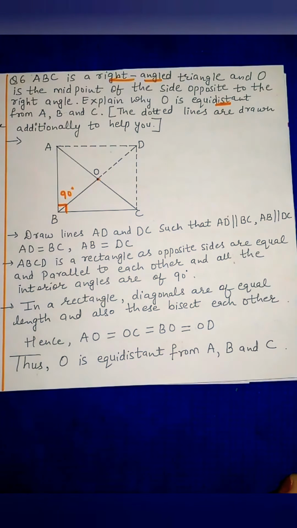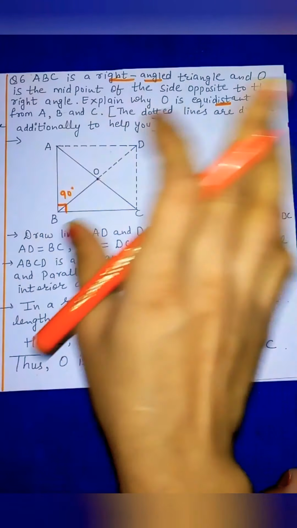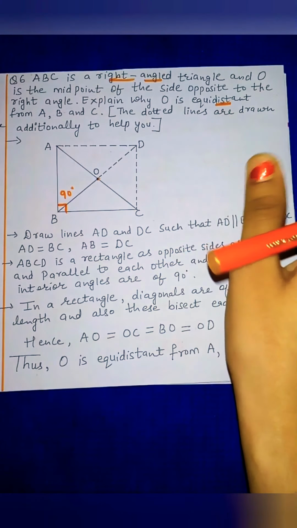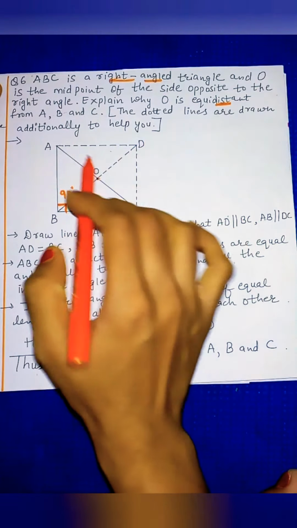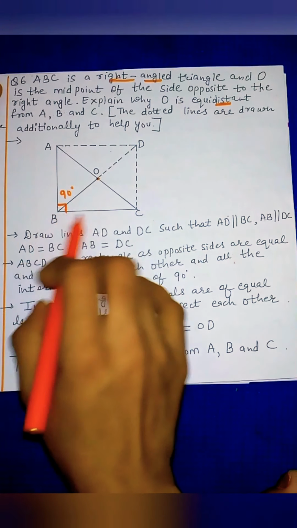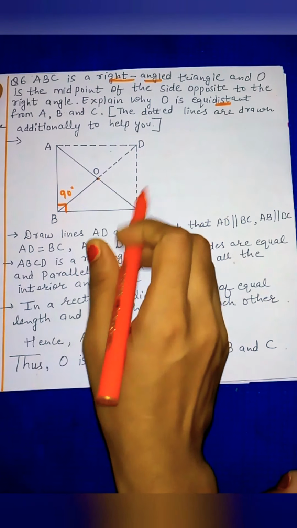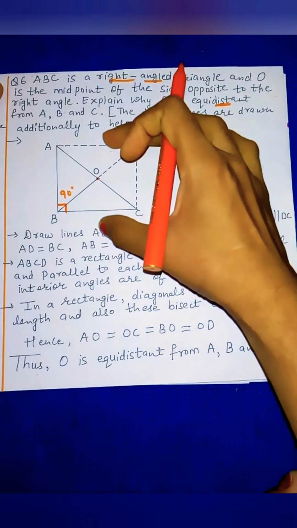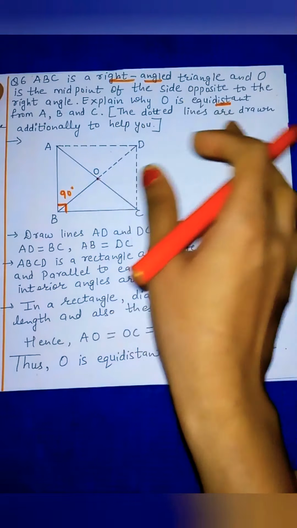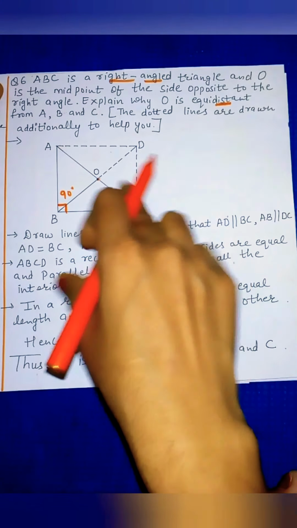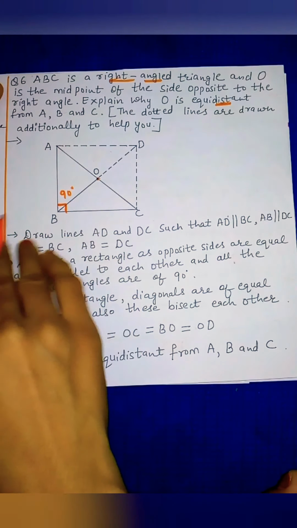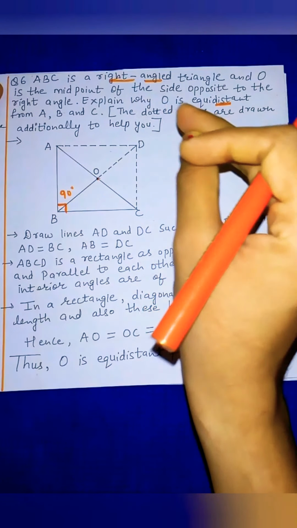Now let us start. We need to show that O is at equal distance. First of all, we will draw these lines, and we know that AD and BC are parallel. Also AB and CD are parallel. After drawing these lines, which shape are we getting? We are getting a rectangle shape.